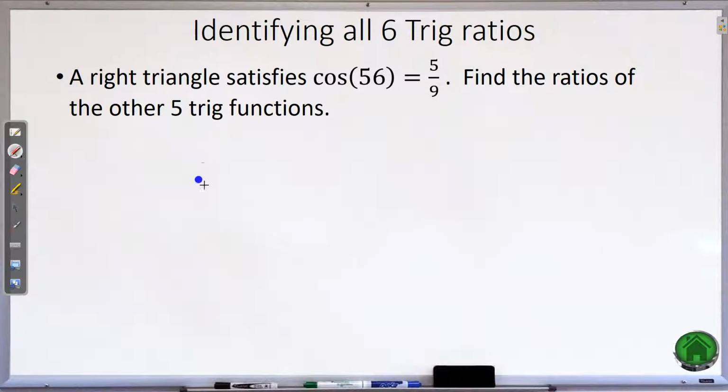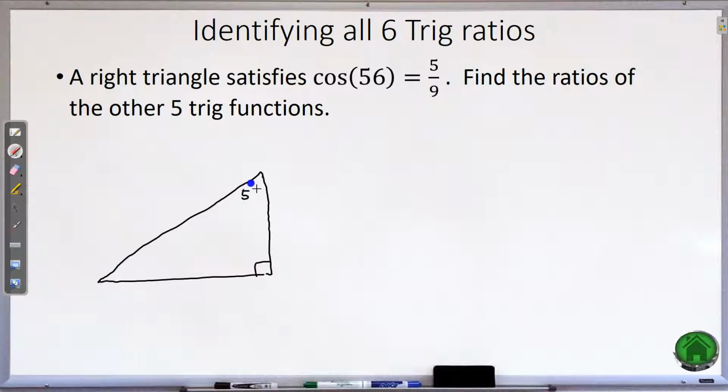So here we have a problem. A right triangle satisfies cosine of 56 is equal to 5 over 9. Find the ratios of the other 5 trig functions. So I'm going to draw this triangle. It needs to be a right triangle. Now I can put this 56-degree angle anywhere I want. It can either be here or here, as long as I put the 5 and the 9 in the correct place. So I'm going to switch it up.